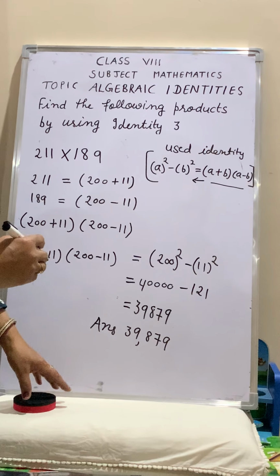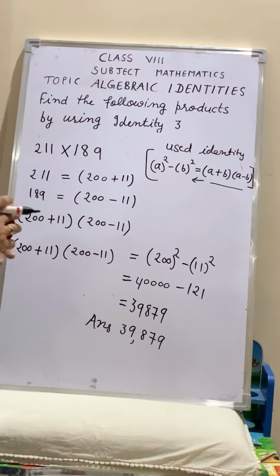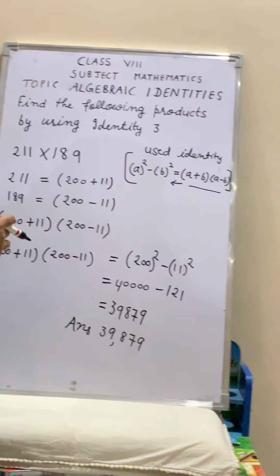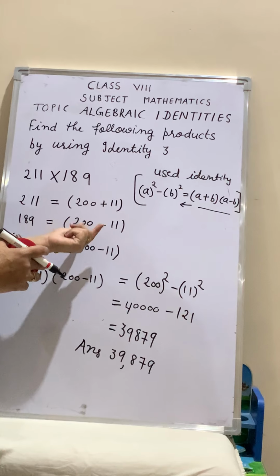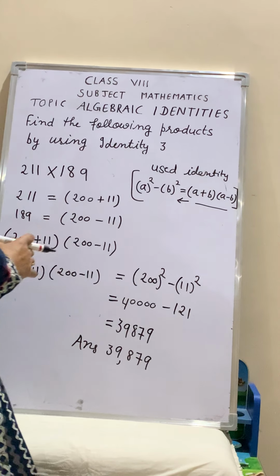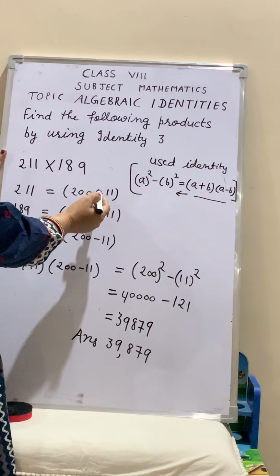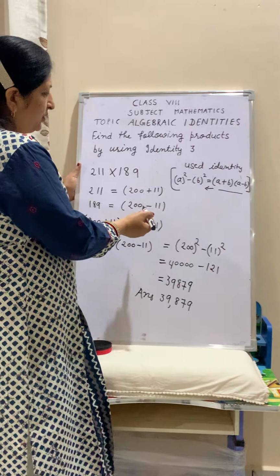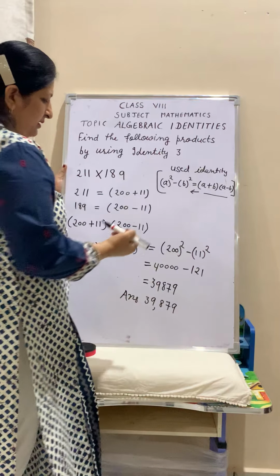So you can use identity number 3. To evaluate or find the value, first of all you will make these two binomials the same. Here will be a plus sign and here will be a minus sign. Then you can use the third identity. Thank you.